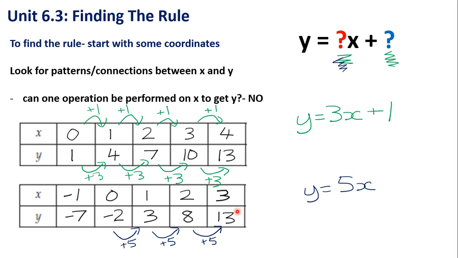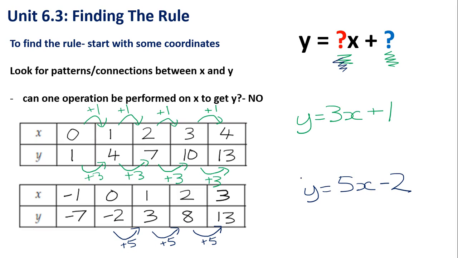3 times 5 would be 15. 2 times 5 is 10. 1 times 5 is 5. So that's not exactly it. What do we need to add or subtract? If 3 5s are 15, we can subtract 2 to get to 13. 2 times 5 is 10. Subtract 2 will get us to 8. 1 times 5 is 5. Subtract 2 gets us to 3. So 5x minus 2 is the finished rule.